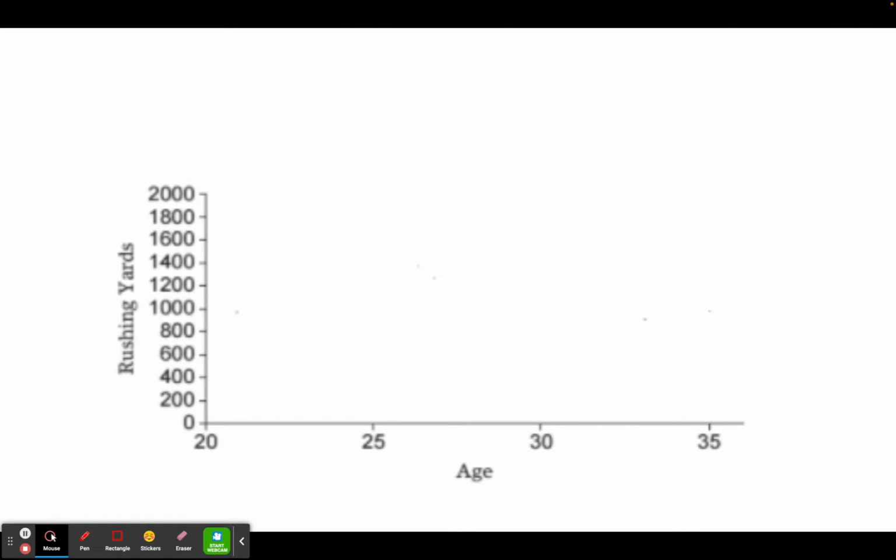So we're going to go through and plot all those points just like we would on a scatter plot, where each pair of numbers, age and rushing yards, makes a point on the graph. So you'll notice that this does look very much like a scatter plot initially. However, with a time plot, we connect the individual data points with segments. So if we connect his performance at age 21 to age 22 with a segment, we can see that he had a pretty sharp increase between those two ages.